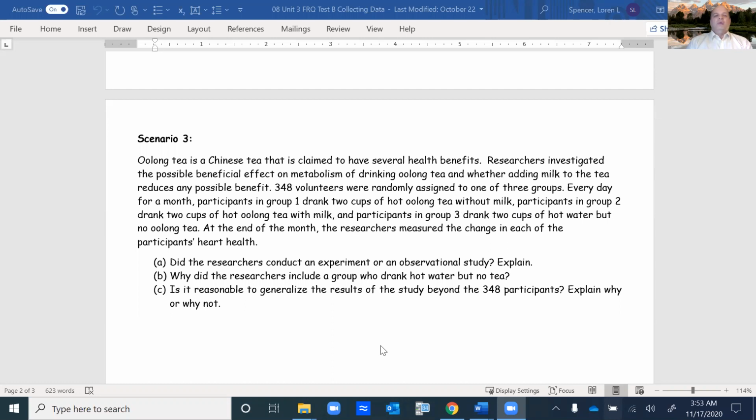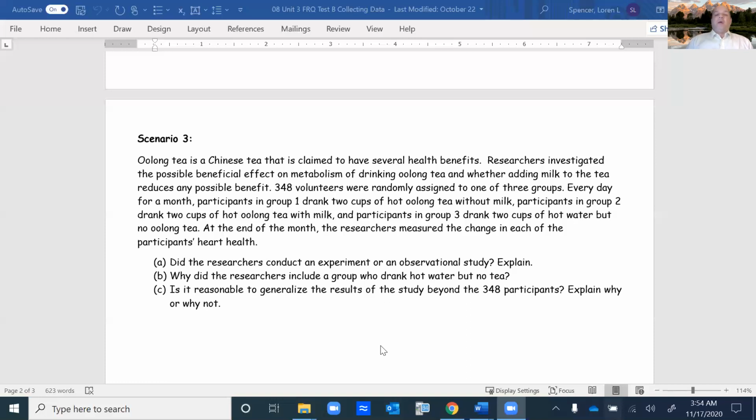All right. Did the researchers conduct an experiment or an observational study? Explain. The researchers conducted an experiment. Why? They randomly assigned treatments to, in this case, 3 separate groups. Because we randomly assign treatments, we have an experiment. So why did the researchers include a group who drank hot water but no tea? The group that drank hot water is the control group, and they're controlling for the impact of a hot liquid.